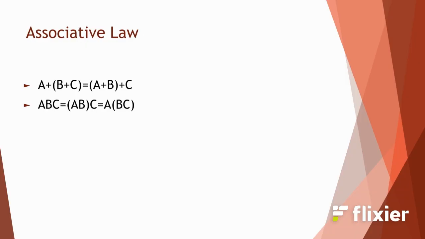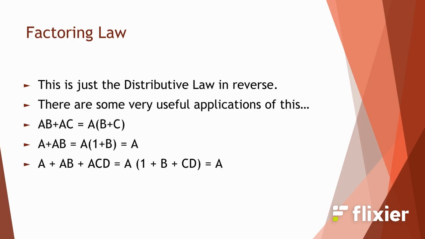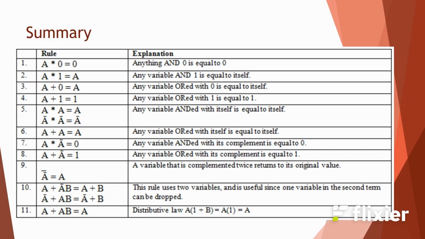The associative law allows us to group terms differently without changing the result. For addition, A plus the sum of B and C equals the sum of A and B plus C. Similarly, ABC can be grouped as AB times C or A times BC. The factoring law is the reverse of the distributive law. It has useful applications, such as factoring out a variable. For instance, A plus AB simplifies to A. This slide provides a summary of the fundamental laws and theorems used in Boolean simplification.